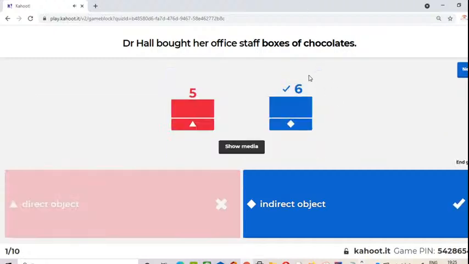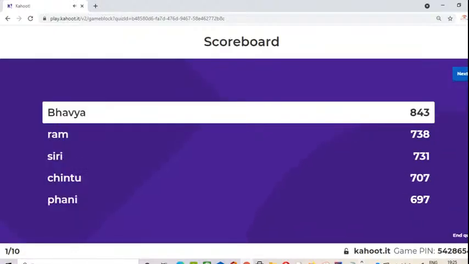Okay, guys, I've got all the answers, and six of you are correct. That's very good. So now let's move on to the next question. So Bhavya is in the first, and Ram in the second, and Siri is in the third, and Chintu is in the fourth, and Funny is in the fifth. That's very good, guys. So now let's move on to the next question.